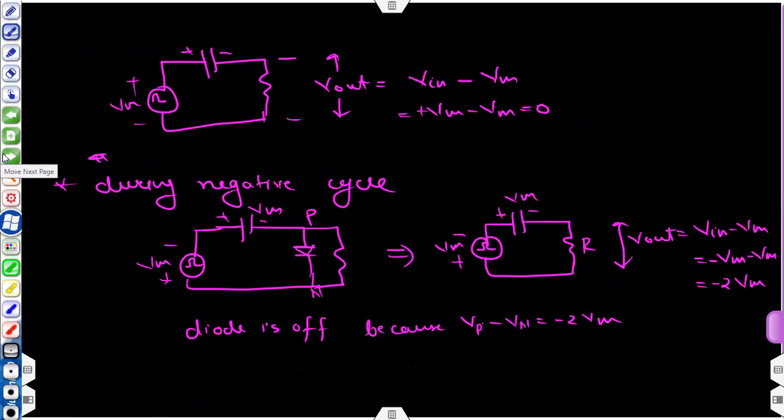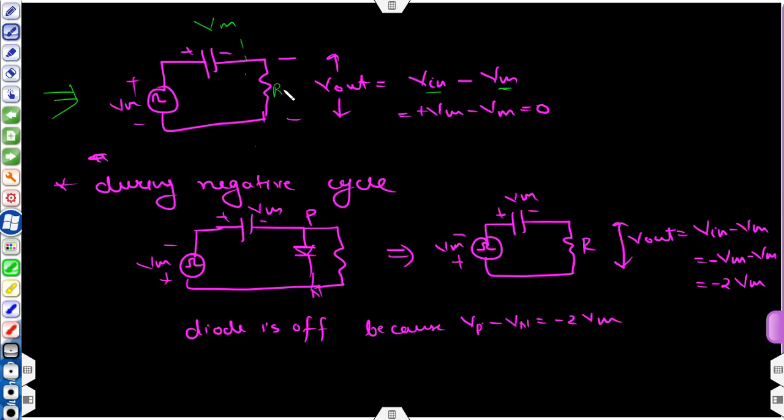You can remove the diode from the circuit. So this will be the equivalent circuit: your input voltage source, a square wave generator, a capacitor with voltage Vm, polarity like this, and the external resistance R, with Vout equal to Vin minus Vm. Okay, so simply you have to apply KVL.